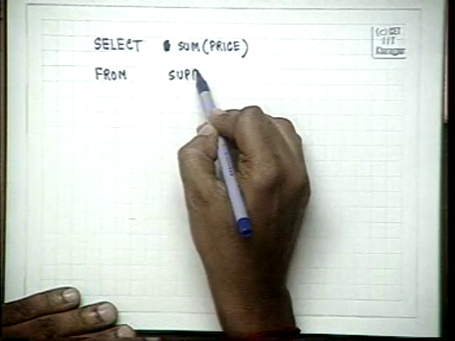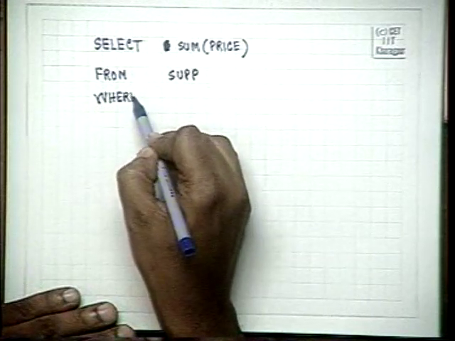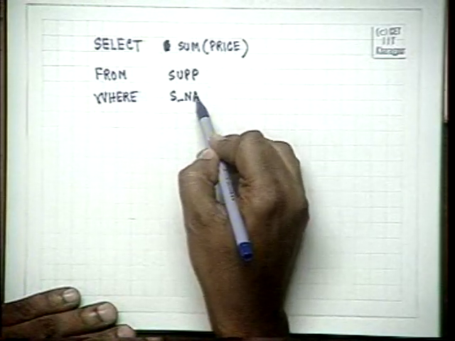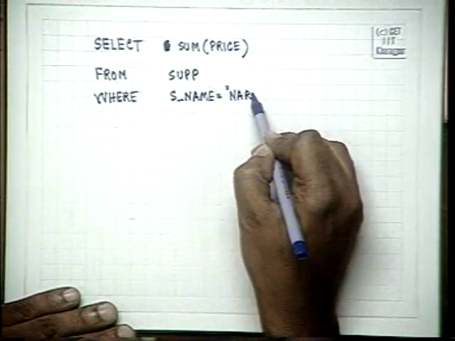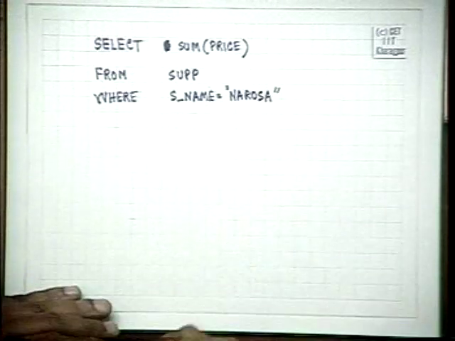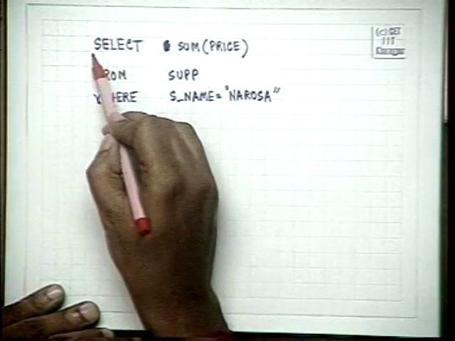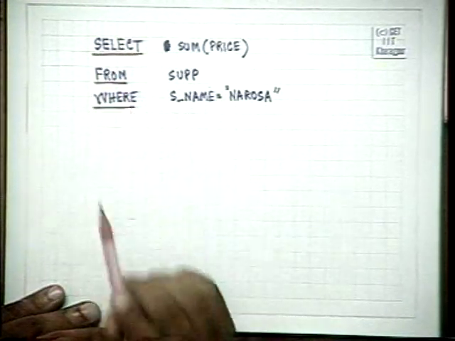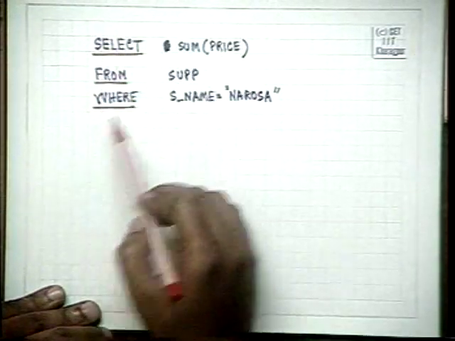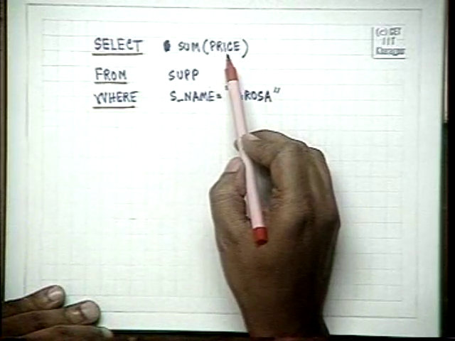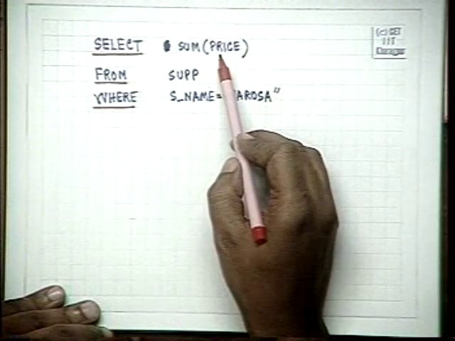sub where S name equal to Narosa. This will give us a sum of all the prices of the resultant relation. You don't have to group by, because there is only one answer to this. This is going to give you only one answer.